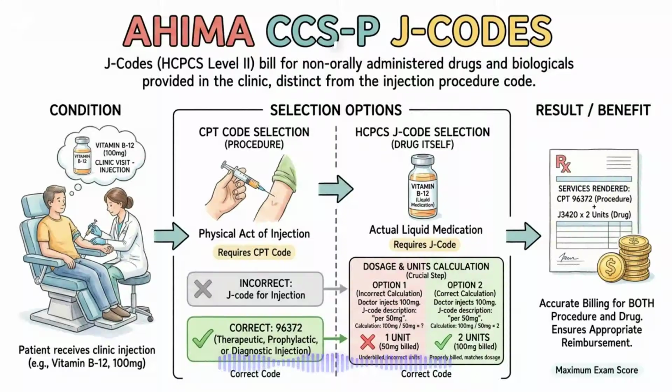If a patient comes in for a vitamin B12 shot, you will use a CPT code for the physical act of injecting the needle. But you must use a J code to bill for the actual liquid vitamin itself. When coding drugs, you must pay extreme attention to the dosage listed in the code description. If the doctor injects 100 milligrams, but the J code description is per 50 milligrams, you will need to bill 2 units of that specific code.